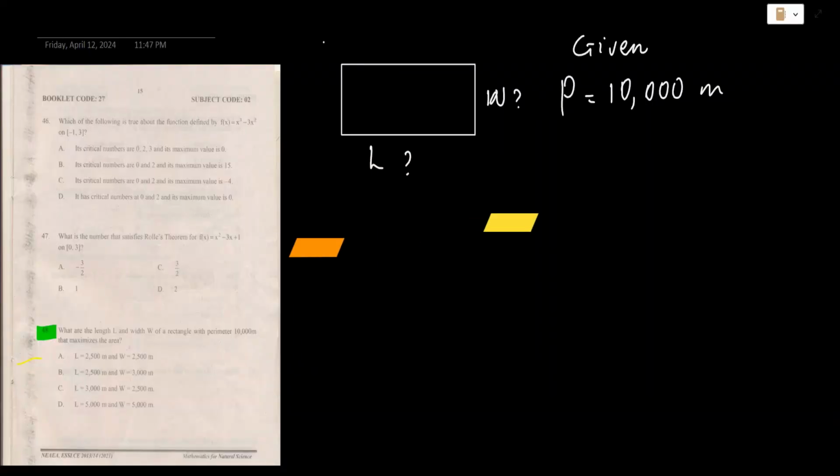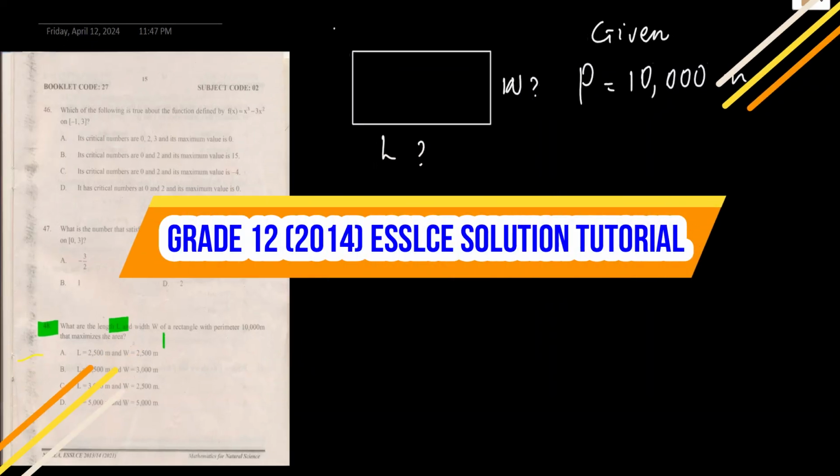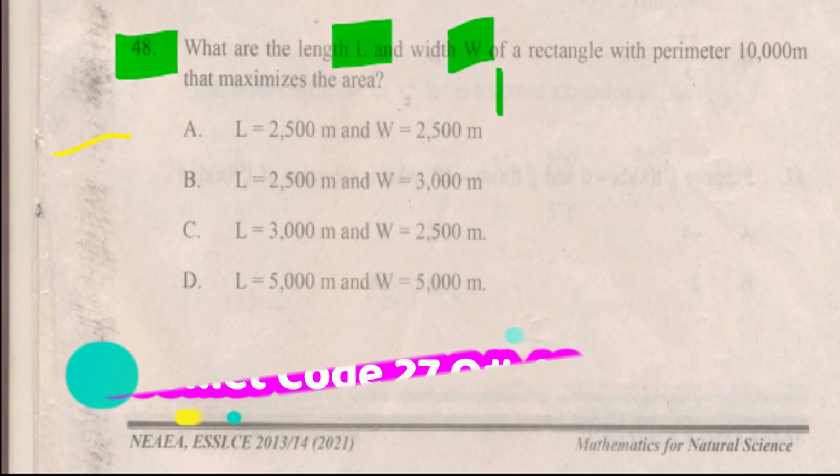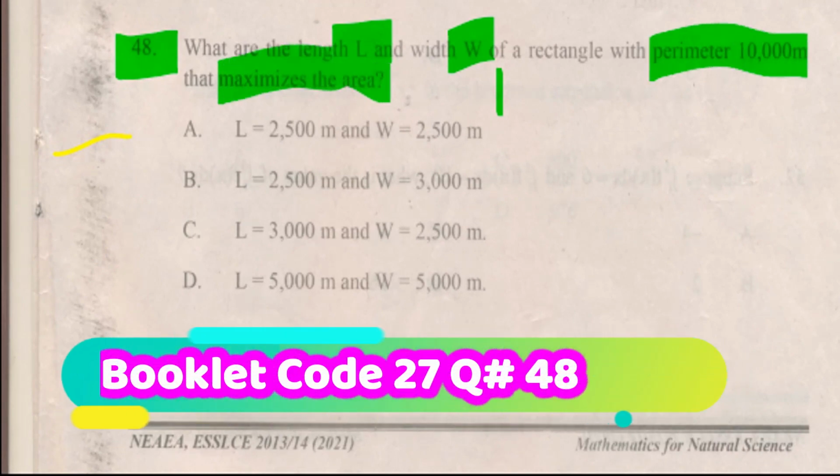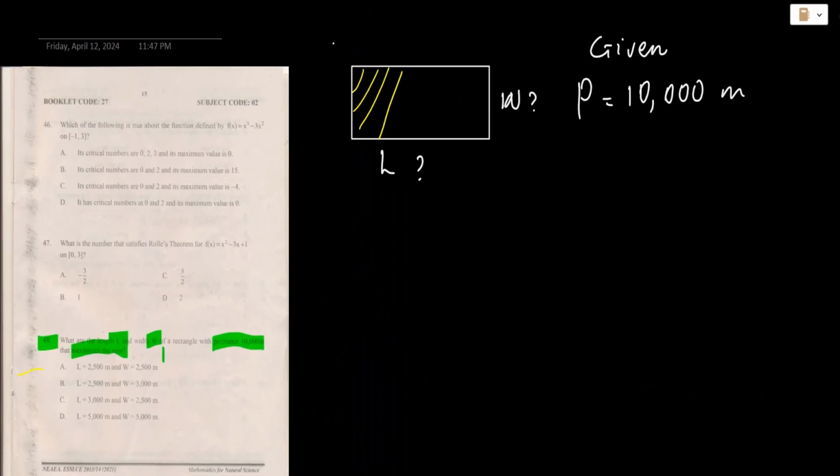Question 48 says: what are the length L and the width W of a rectangle with perimeter 10,000 meters that maximizes the area of the rectangle? The given is the perimeter of the rectangle. We need to find the length and the width that maximizes the area of this rectangle.